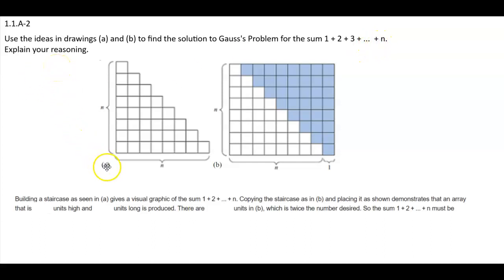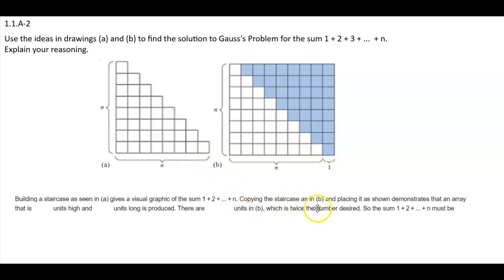Okay, if we look at figure A, we can see that this represents n down here, and this also represents n. And over here, this represents n, which is the same thing. And if you notice, everything in blue, we've now added a 1. Now, when we're building a staircase, as seen in A, it gives us a visual graphic of the sum 1 plus 2 plus 3 plus all the way to n.